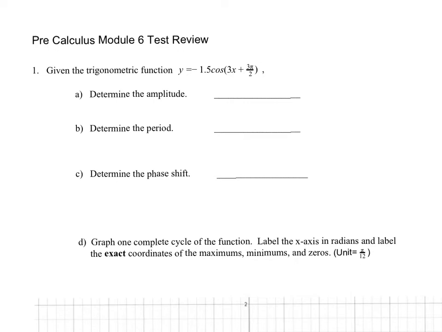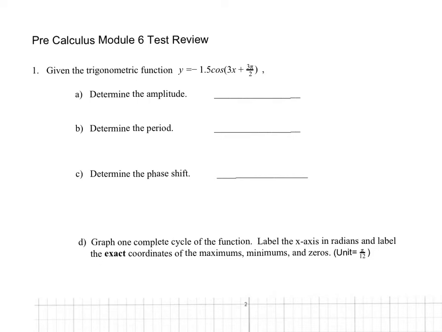So we're going to review some of the main topics from Module 6 that you're going to be expected to know on the test. In question 1, we're going to use the trig function y equals negative 1.5 cosine of 3x plus 3 pi over 2 to complete parts A, B, C, and D.